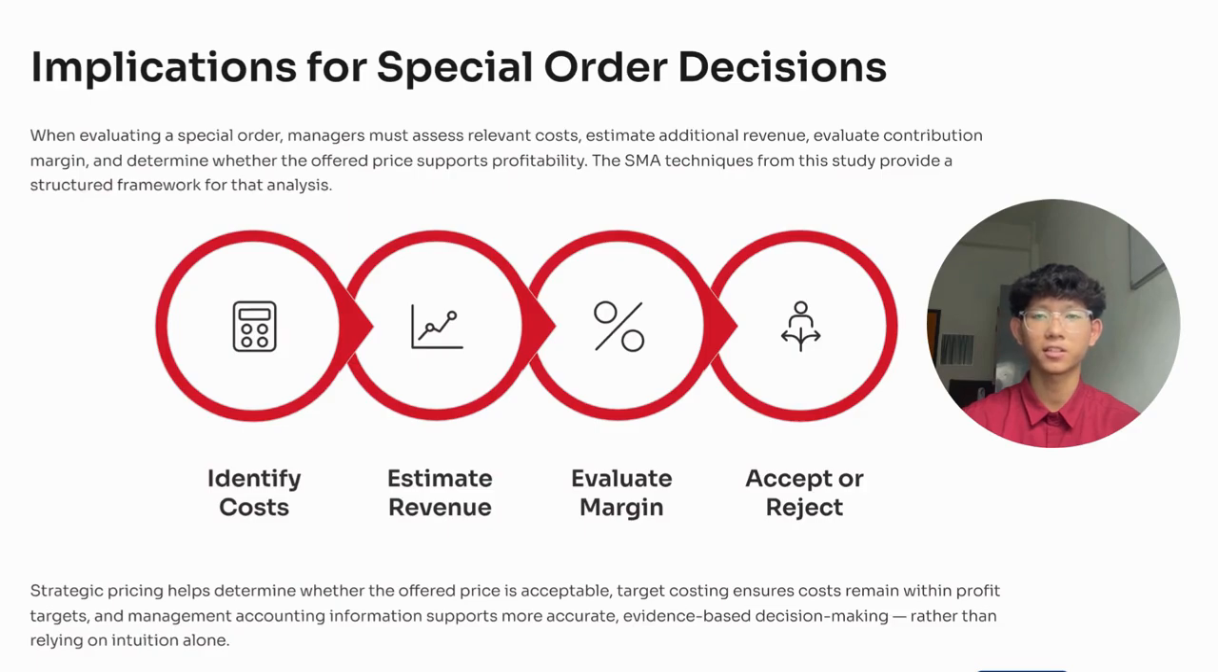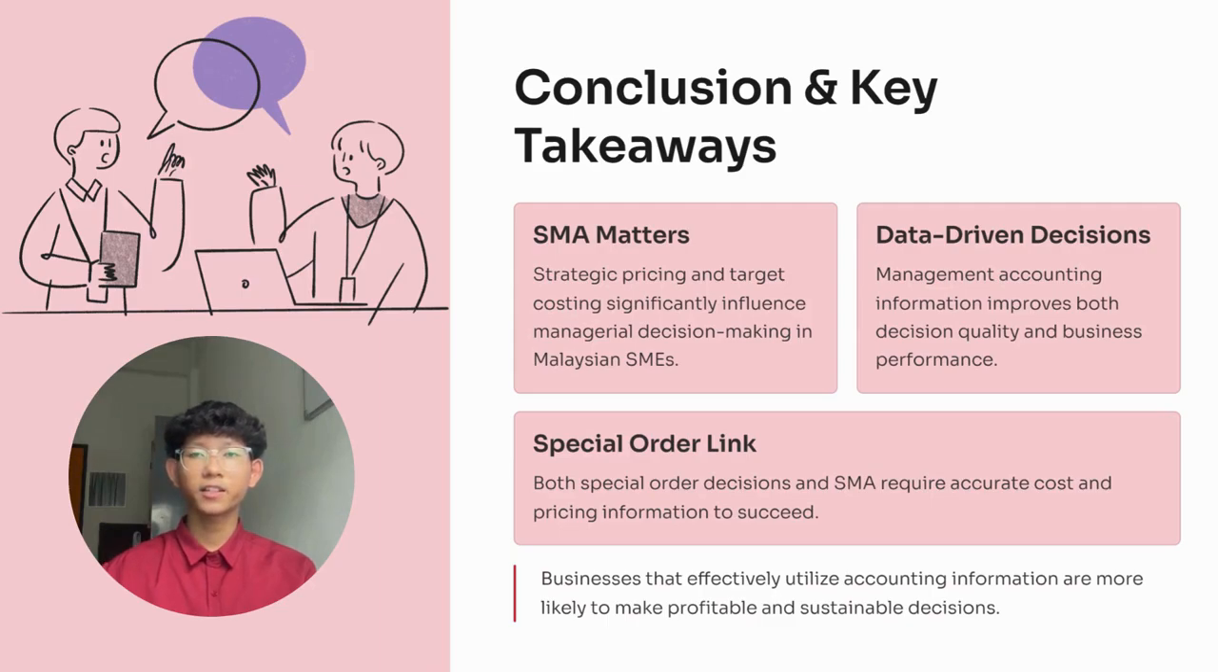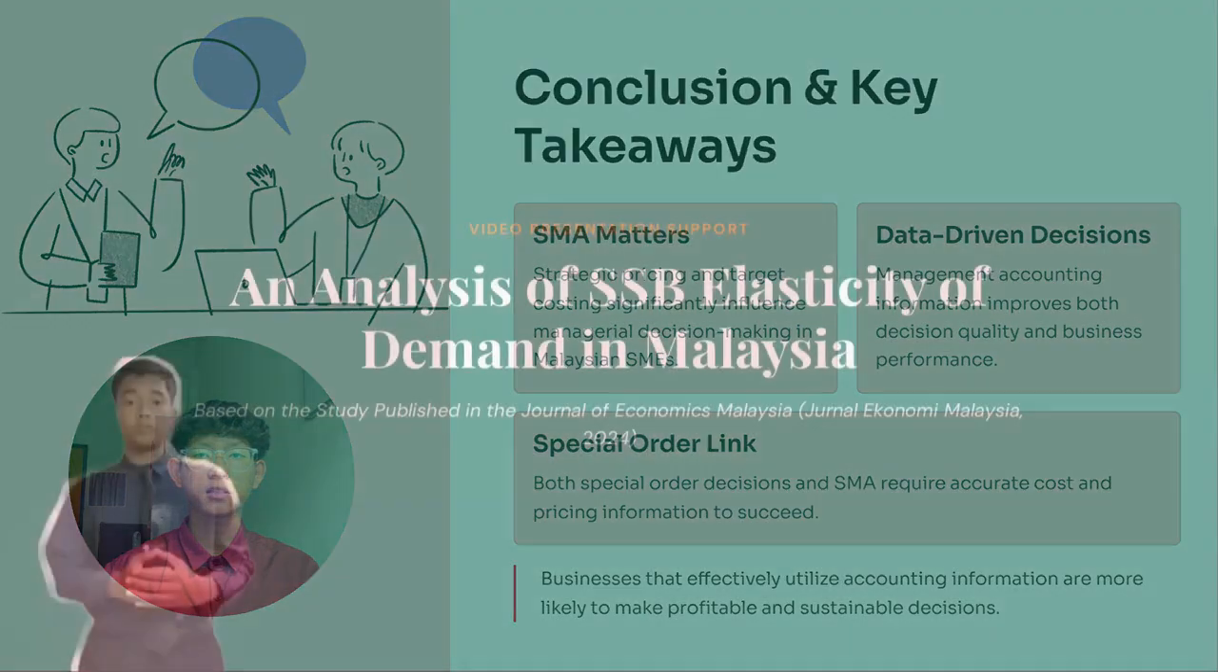Therefore, the findings of this study support the idea that effective management accounting information can improve the quality of special order decisions. In conclusion, this article provides evidence that management accounting techniques play an important role in supporting decision-making among Malaysian SMEs. The study found that strategic pricing and target costing significantly influence managerial decisions, while life cycle costing does not have a significant effect. Although the article is not specifically about special orders, its findings are highly relevant because special order decisions also require accurate cost information and effective pricing strategies. Therefore, management accounting information remains essential.